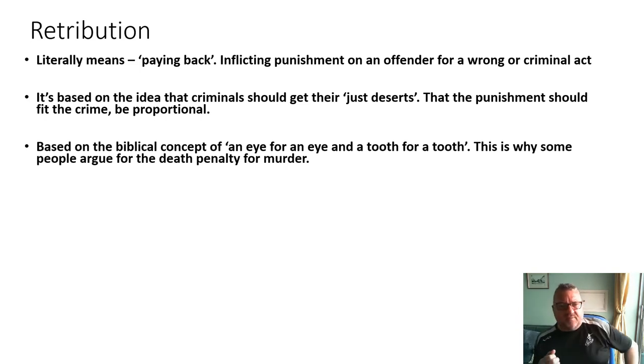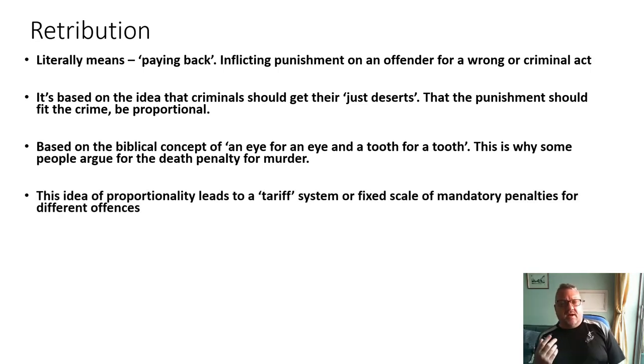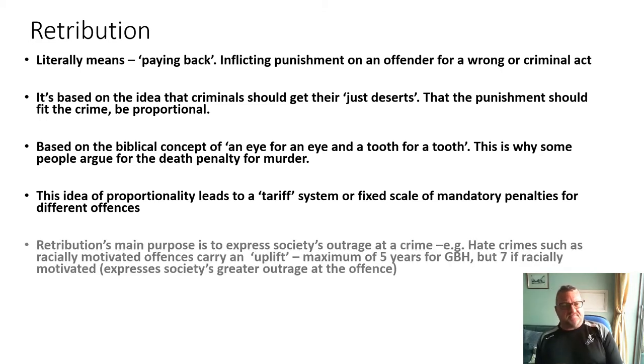It's based actually on the biblical concept in the Old Testament of an eye for an eye and a tooth for a tooth. And this is why some people who hold that retribution is your key aim of punishment argue that the death penalty should be reintroduced for murder, because it is a punishment that fits the crime. It is proportional. You've taken a life, we take your life in retribution for that. It would be also true to say that if you go down this idea of proportionality, the punishment fitting the crime, it does lead to a tariff style system of justice where you have fixed mandatory penalties for different offences.